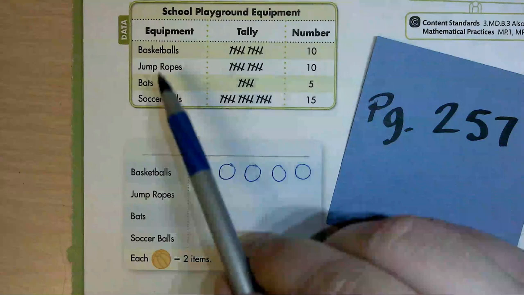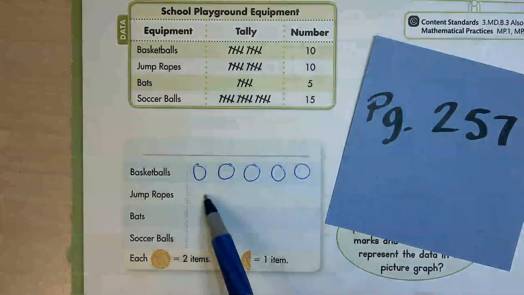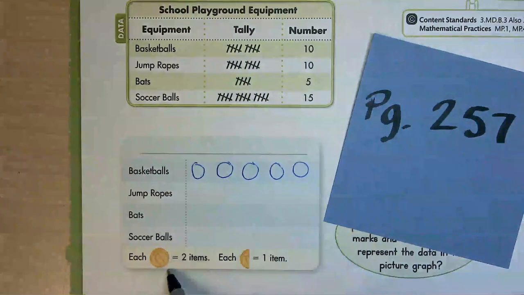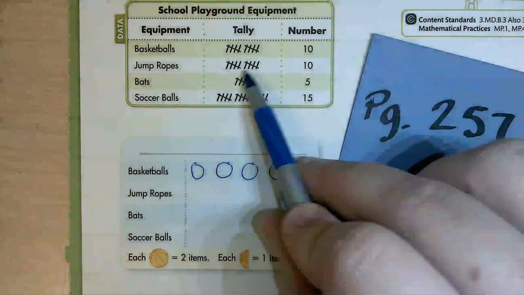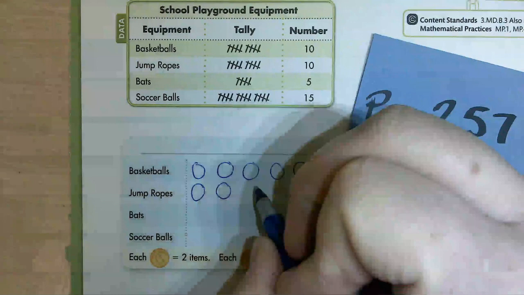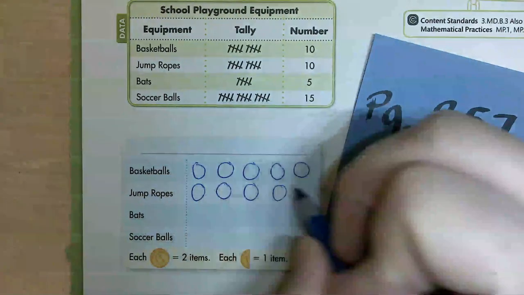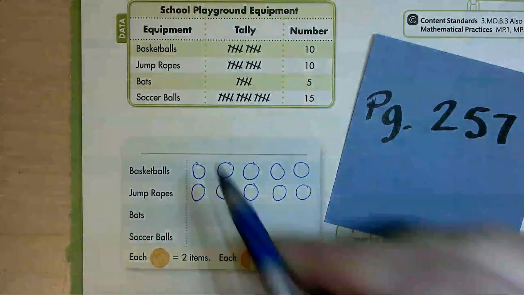Well, let's look at jump ropes. How many jump ropes do we have? Well, we've got 10. Am I going to draw jump ropes here? No, it's already told me this is what I'm using. All right. So I got to count by 2s to get to 10. So 2, 4, 6, 8, 10. All right, there we go. Easy enough. All right, my next one is baseball bats.